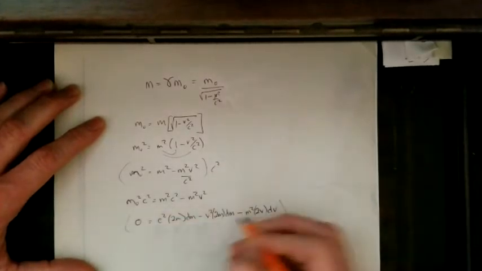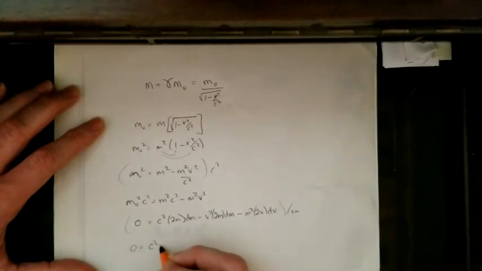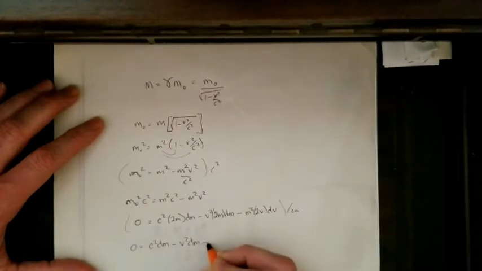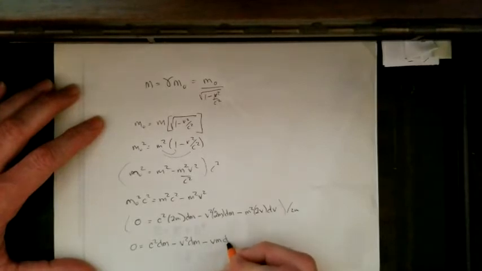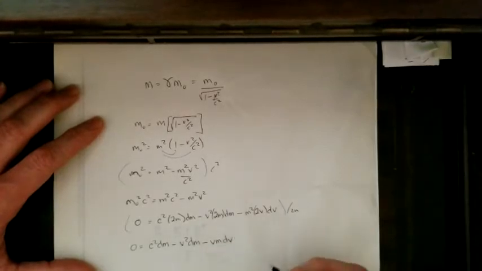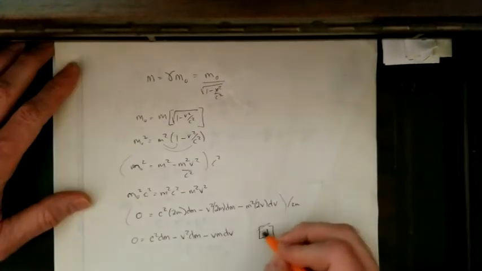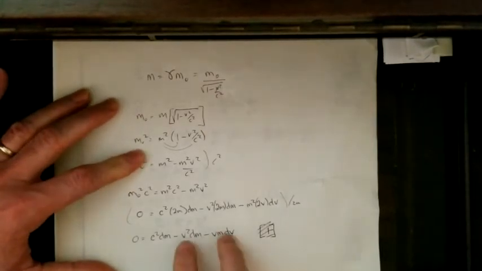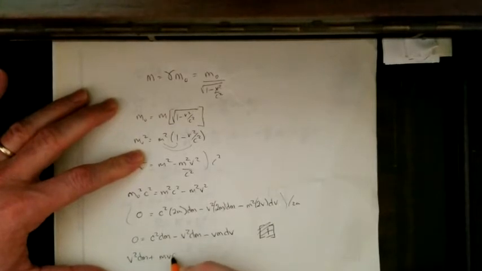So if I divide everything by 2m, I have 0 is equal to c squared dm minus v squared dm minus the 2 in one of those, so mv dv. And so I'm going to label that as equation 1, and we will come back to it. So scratch that. I want to do one other thing first. So we end up with, let's bring those over, v squared dm plus mv dv is equal to c squared dm.